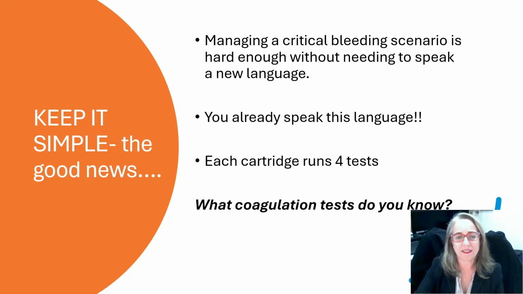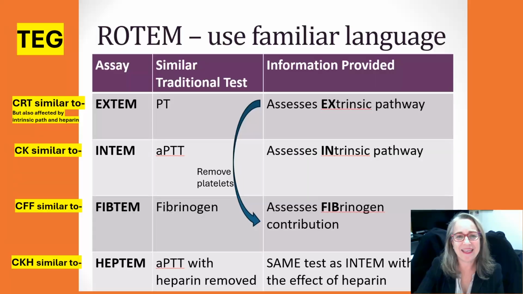Each cartridge runs 4 tests. So think about what coagulation tests you already know. A few come to mind, don't they? And here they are, and I'm going to try and make it as easy as I can for you, simplifying it a lot. The extrinsic pathway, we know, is assessed by a prothrombin time or an INR, and the analogous assay in a Rotem is the XTEM, extrinsic pathway temogram. The analogous assay in TEG technology is called a CRT. It's similar. It's not the same.